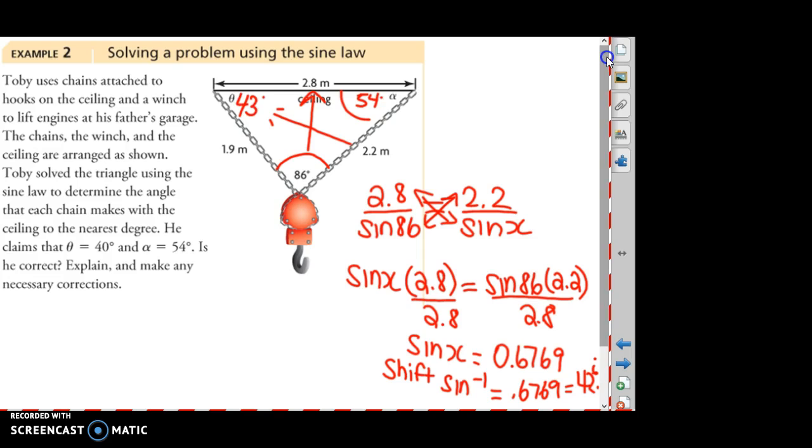Okay, and then the easy way to finish this off is each of these should add up to, in a triangle, add up to 180. So if we go 180, subtract 43, subtract 86, we would be left with 51 degrees. So Toby was wrong on this one. It's not 54, it should be 51. Because 51 plus 43 plus 86 is 180 degrees.